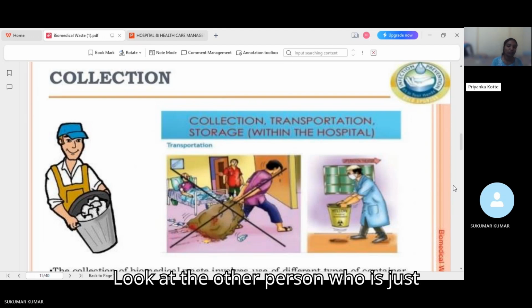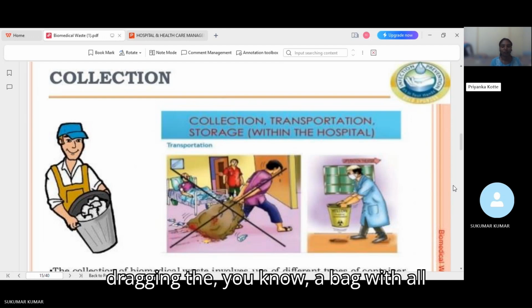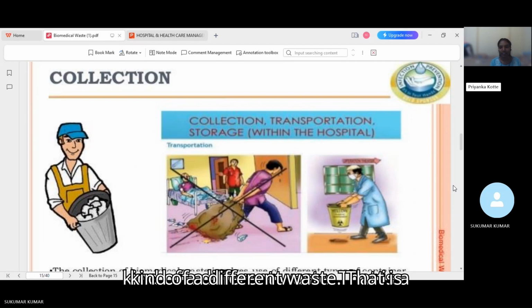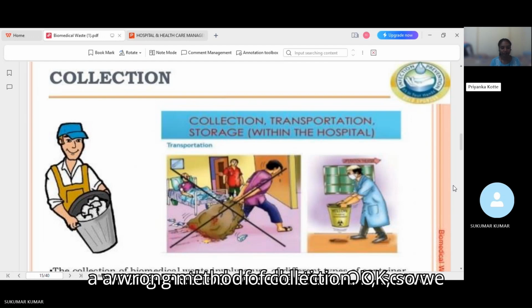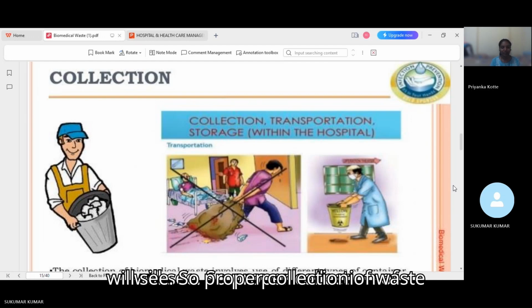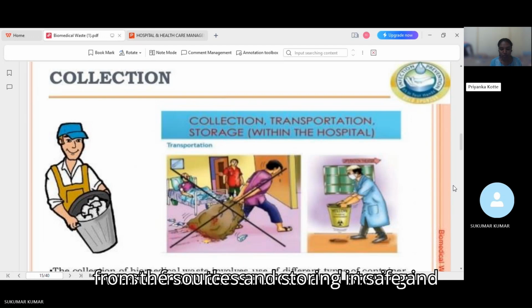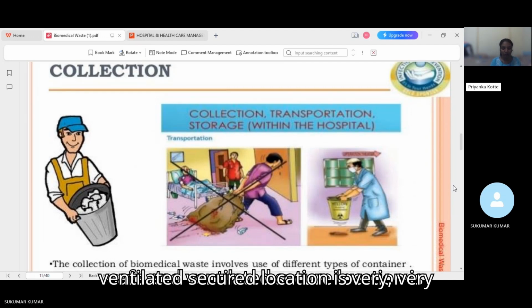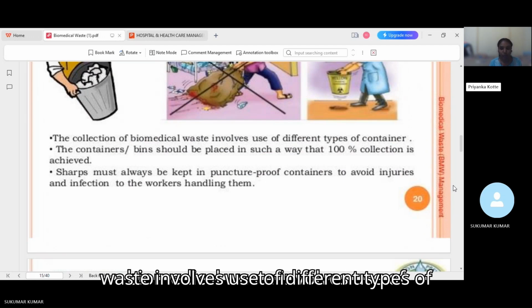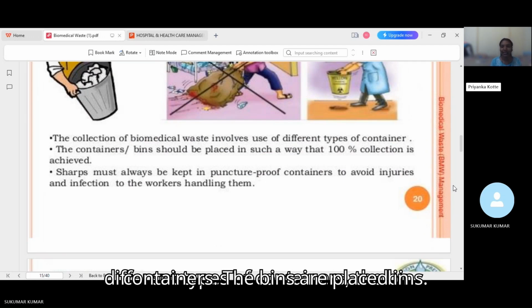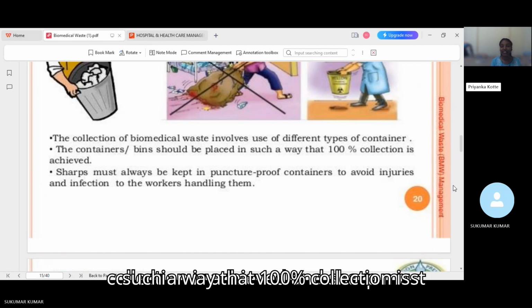Look at the other person who is just dragging a bag with all kinds of different waste. That is a wrong method of collection. Okay, so we will see. Proper collection of waste from the sources and storing in a safe, ventilated, secured location is very, very important. The collection of biomedical waste involves the use of different types of containers. The bins are placed in such a way that 100% collection is achieved.